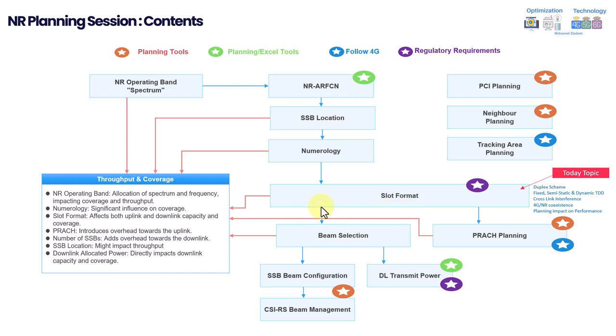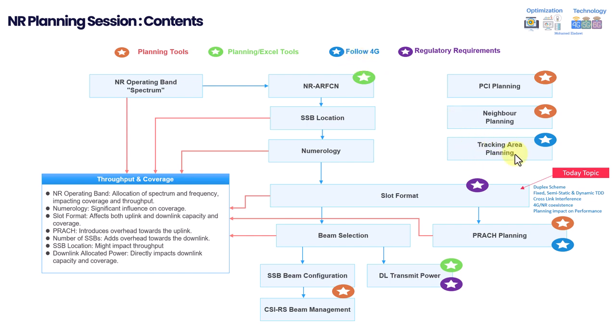But before jumping to the slot format, I'd like to highlight what the stars and red arrows mean. Whenever you see a red arrow, it means that this planning input can impact throughput or coverage. Anything highlighted by, for example, an orange star means it can be done through planning tools or Excel tools, or you can even follow the existing 4G network in non-standalone.